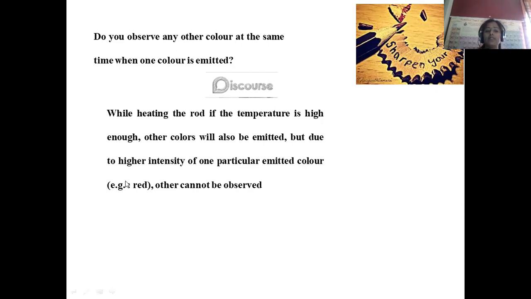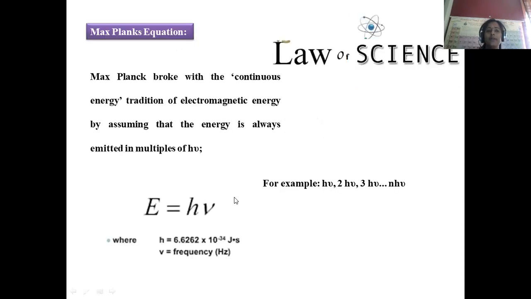So for example, if you are heating a rod to a particular temperature, initially that metal, that iron, turns red. Along with the red color, some other colors are also present around that, but they are not visible to us, right? And next, we are going to apply a law of science, that is Max Planck's law.